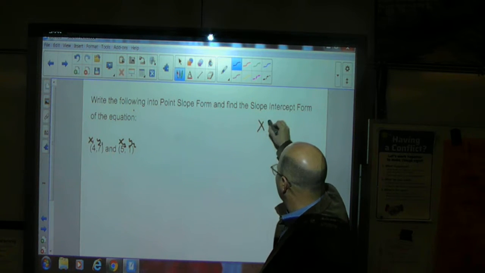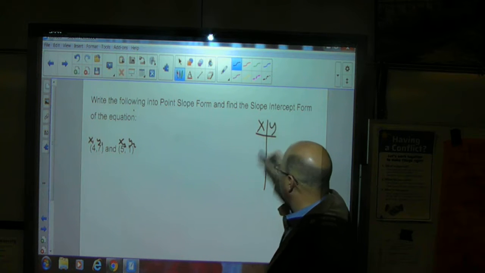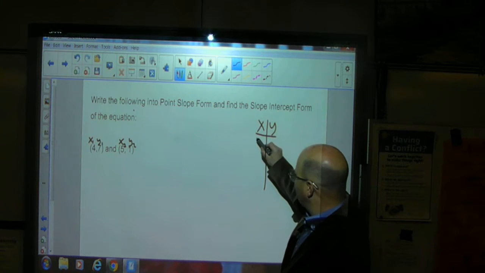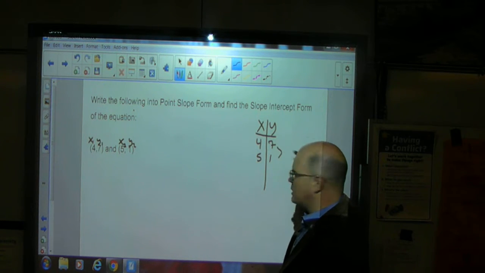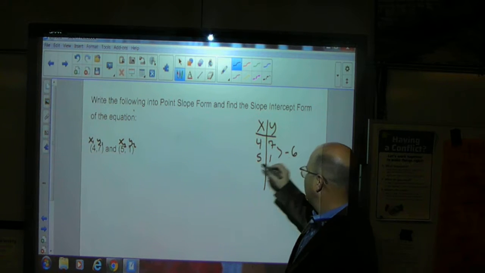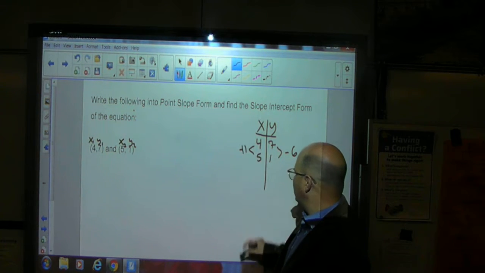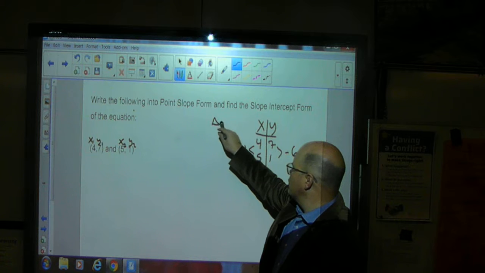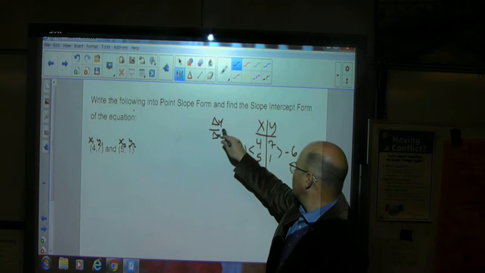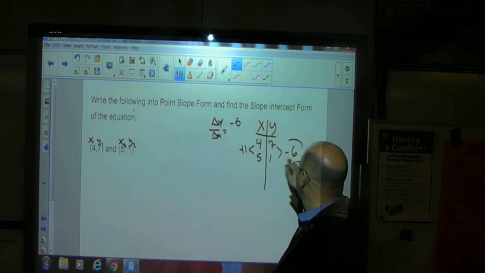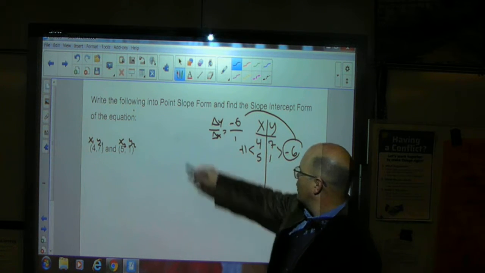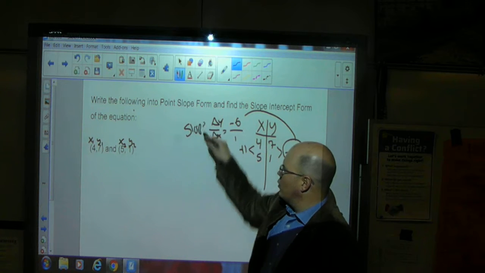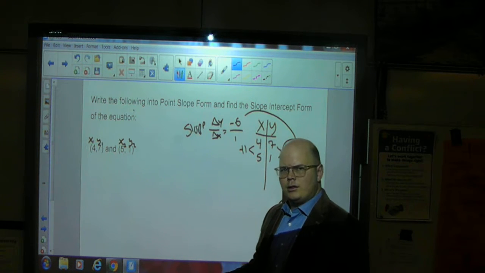Now I'm going to find the slope, because that's the only thing I really don't know, and I'm going to use my xy chart method to do that. So I'm going to have (4, 7) as my first set of coordinates, (5, 1) as my second. To get from 7 to 1, that's a -6, and to get from 4 to 5, that's a +1. And we know that slope is always change in y over change in x, so I am -6 over +1. So now I have my slope. I have a set of coordinates to work with, so I can put it into point slope form and solve.